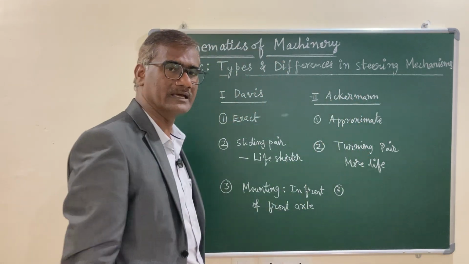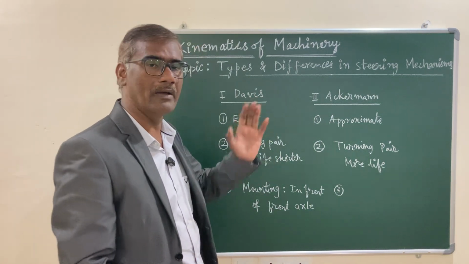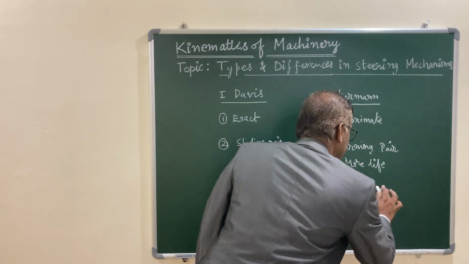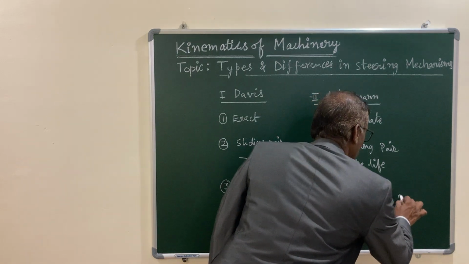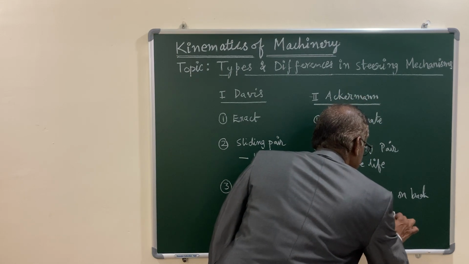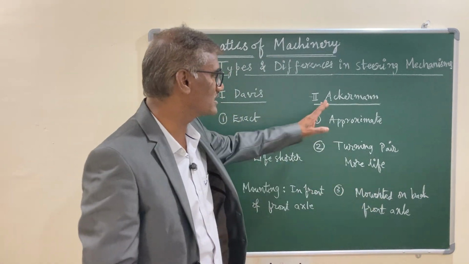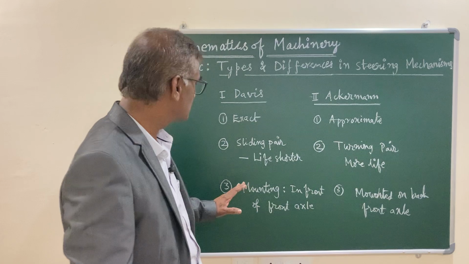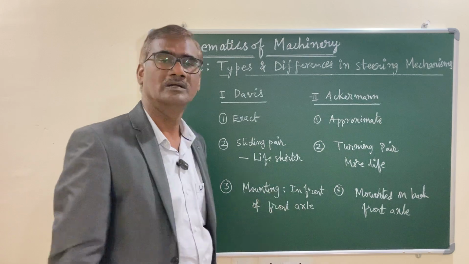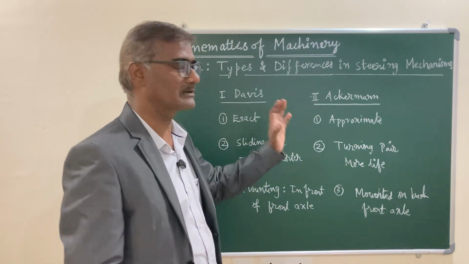whereas the other one, the Ackermann steering gear mechanism, is a slightly modified 4-bar mechanism. It is mounted on the back of your front axle. So, you do not need any separate space for mounting of the Ackermann steering gear mechanism, whereas your Davis steering gear requires a separate space for mounting. These are the 3 important differences between the Davis and Ackermann steering gear mechanisms.